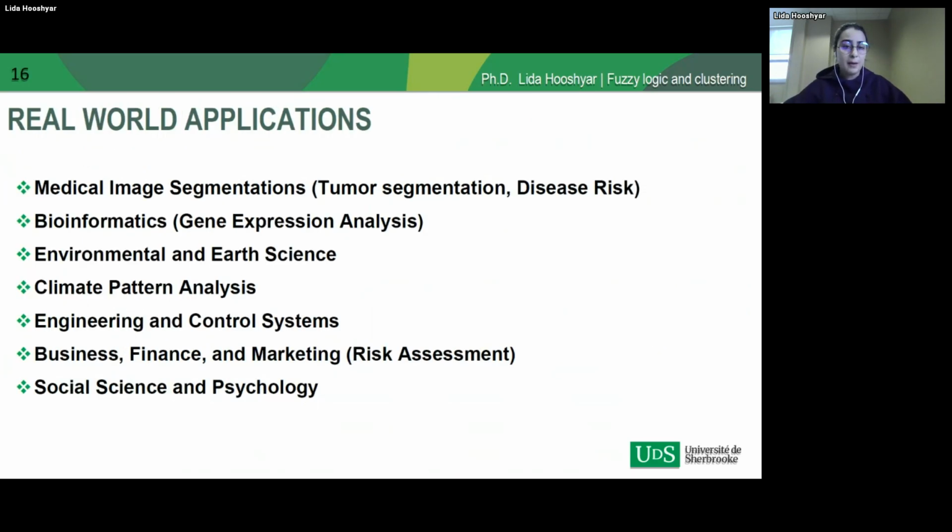As for real-world applications of fuzzy C-means clustering, there are a variety of scientific works using fuzzy C-means or fuzzy equivalence relationship clustering, such as medical image segmentation in bioinformatics. I personally use it for gene expression analysis in my current work. It is also used in environmental and earth science, climate, business, finance, marketing, social science in psychology, and so many branches of science.